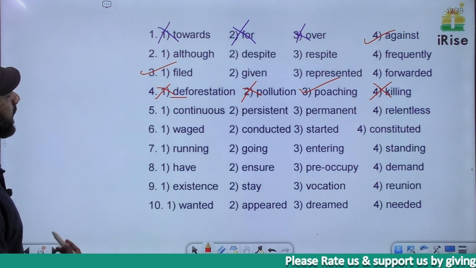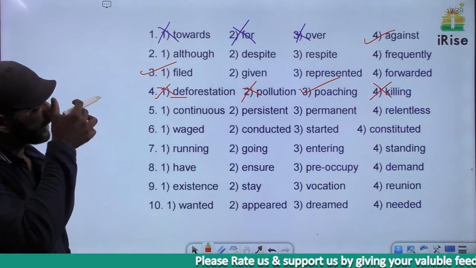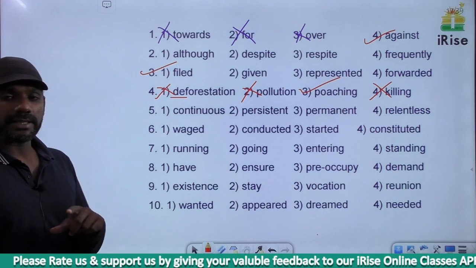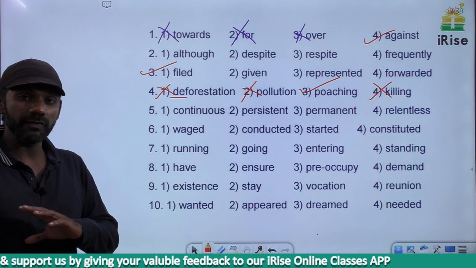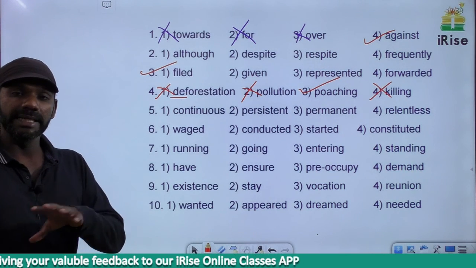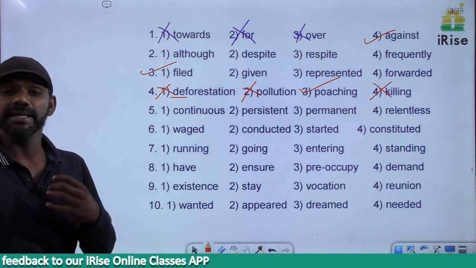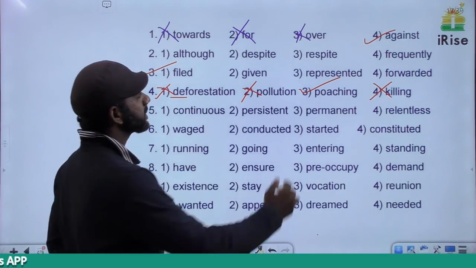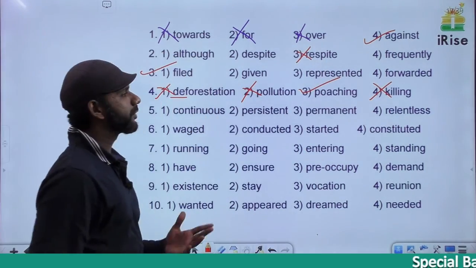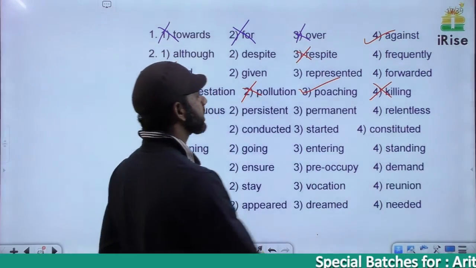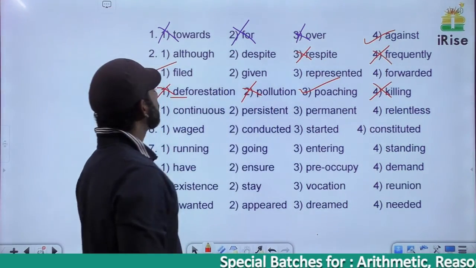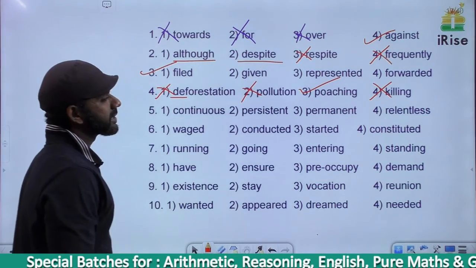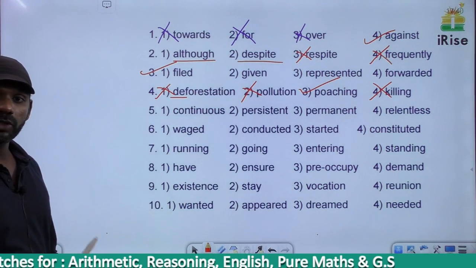Come to the options. Blank 2: although, despite, respite, frequently. Respite is not a contrast indicator. I did not give it in the list of contrast indicators. You have to learn the list by heart and never miss any indicator while reading. Indicators deserve utmost importance while reading. Respite is not a contrast indicator, eliminated. Respite means a period of rest. Frequently is also not a contrast indicator, eliminated. Now we have two options left, although and despite. Although is a contrast indicator, despite is also a contrast indicator.